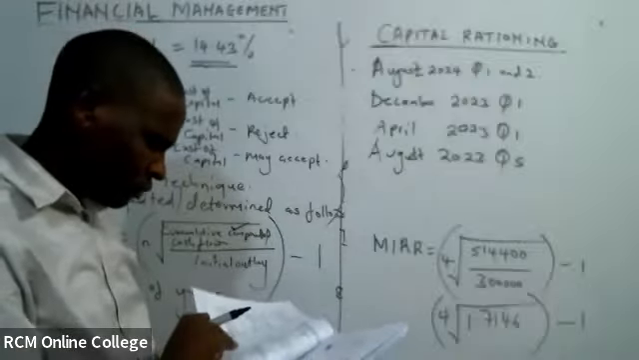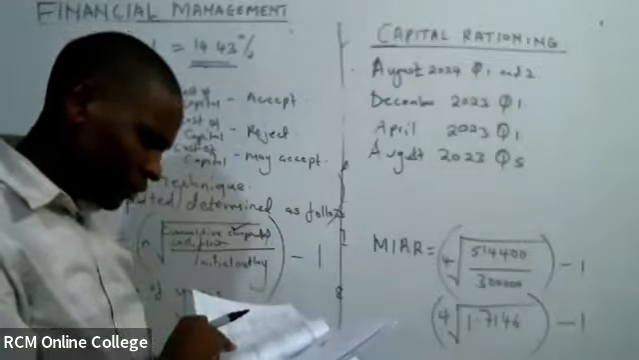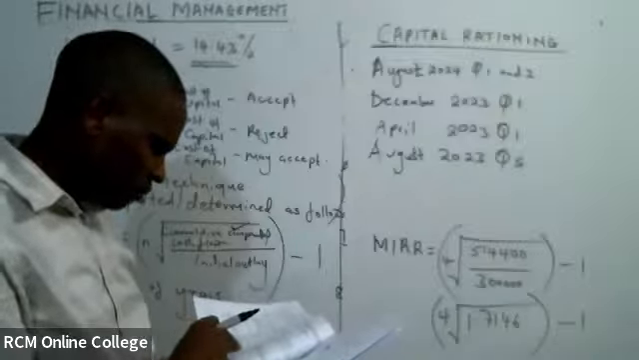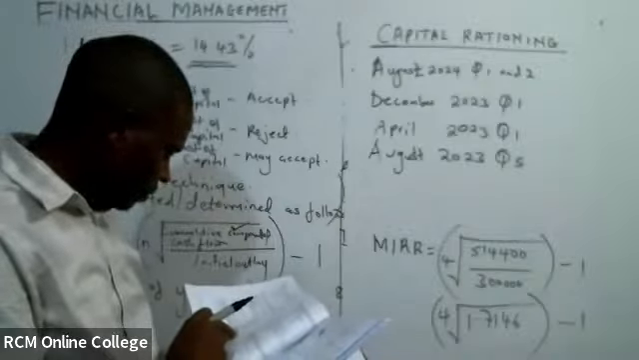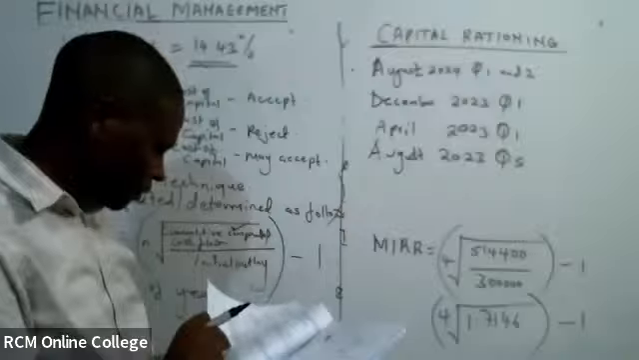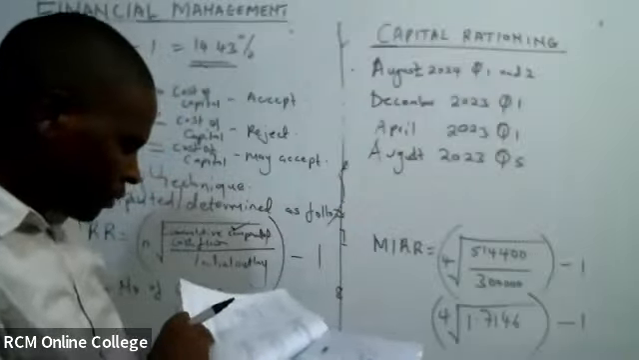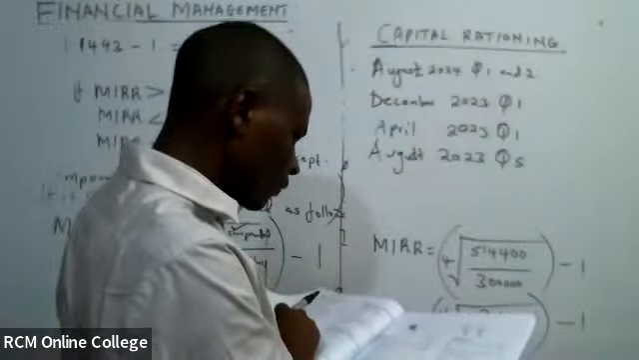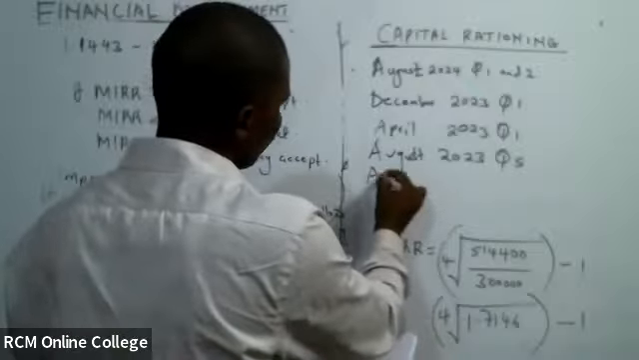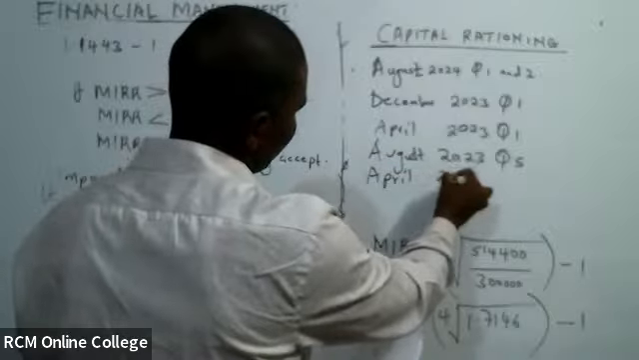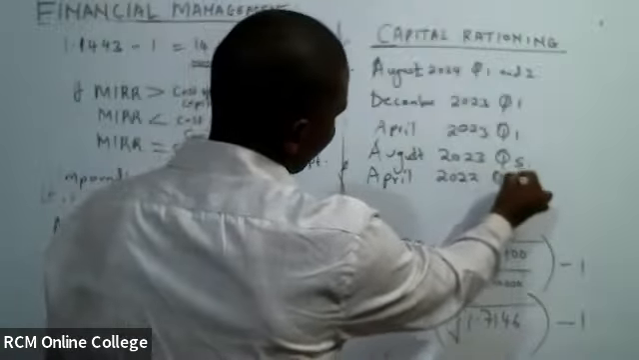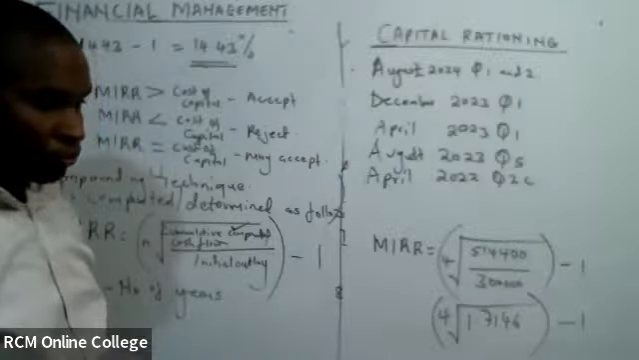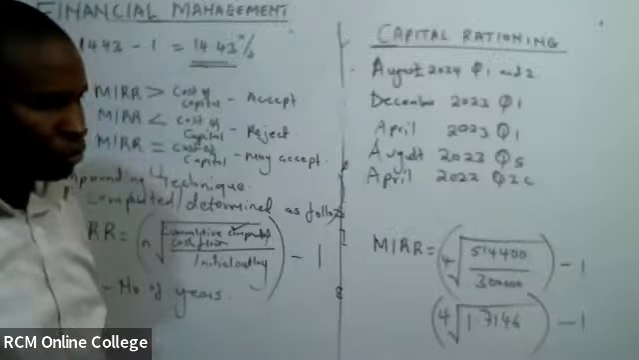Why can't you go and try this one for payback period again? This is April 2022, question number 2C. Now that is enough for the weekend.